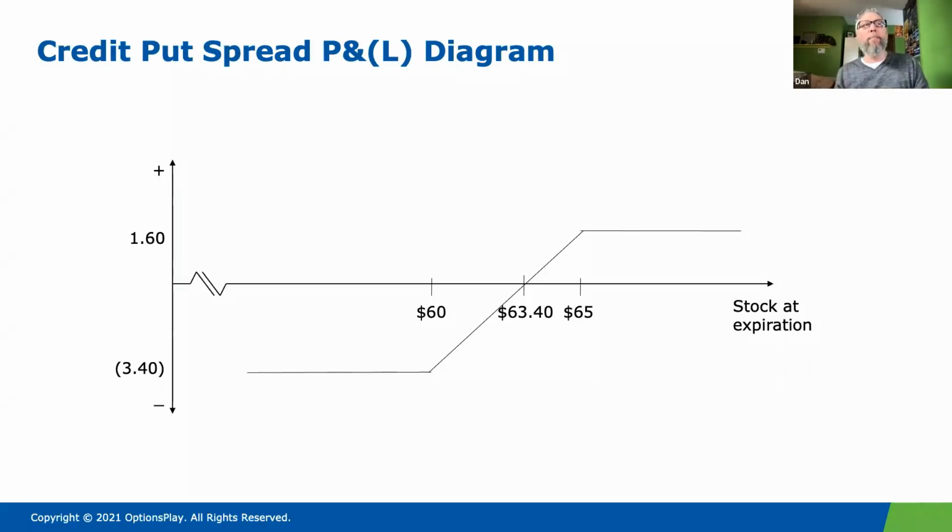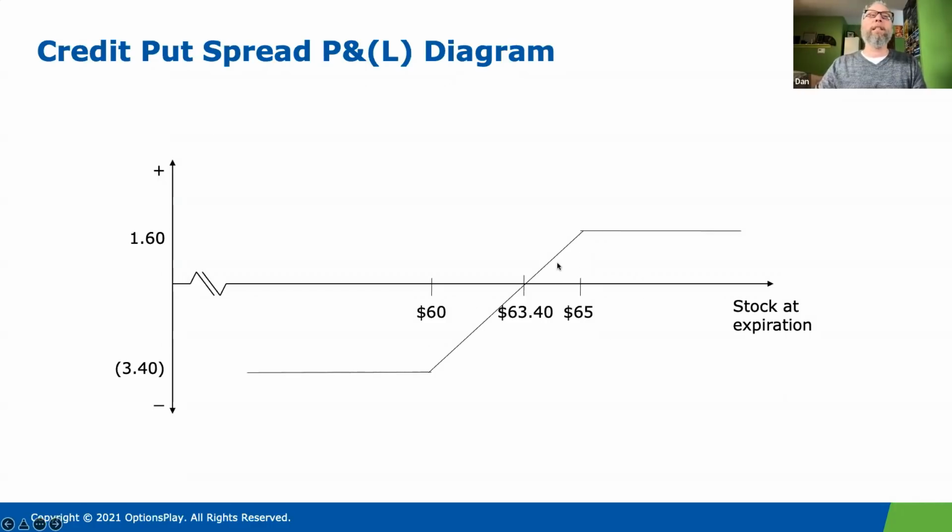So this is interesting. The most we can make here is $1.60. We have a positive delta. Is this a bullish trade? I mean, we look here, the higher the stock goes, we have a profit. But if the stock goes to 65, we make $1.60. If it goes to 70, we still only make $1.60. If it goes to 100, we still only make $1.60. So what this is really more for is low volatility.